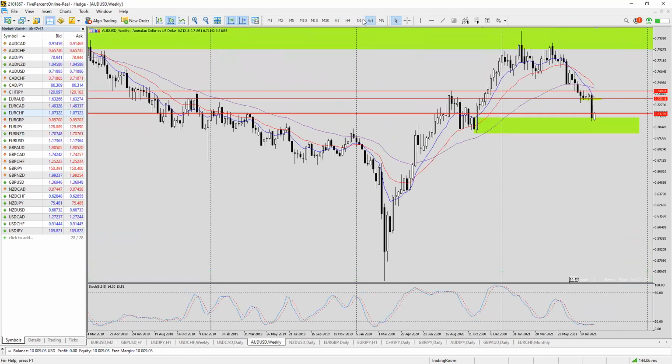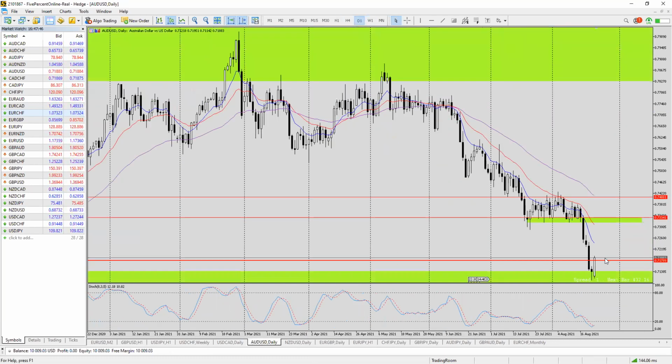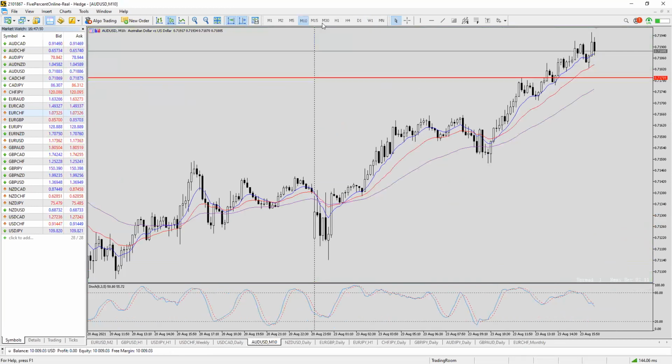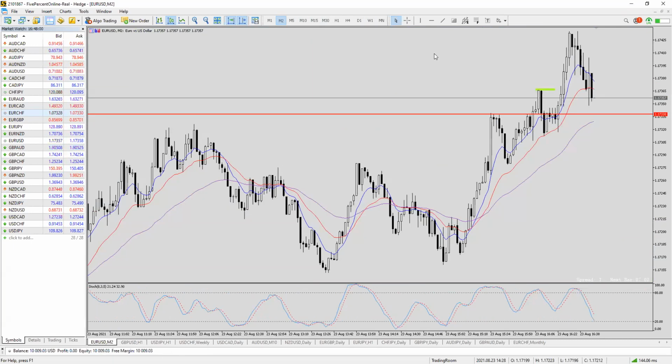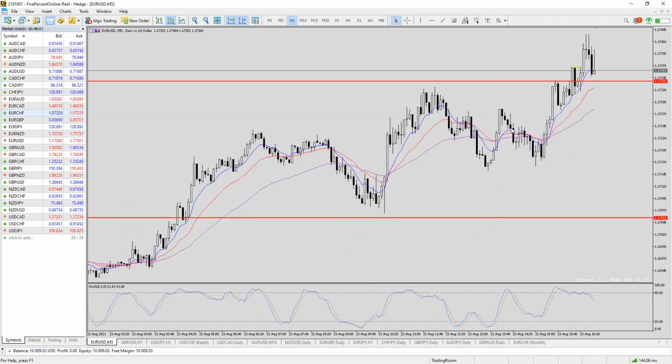Okay, so we spoke about Aussie dollar, which is reacting nicely to this demand area. Let's have a look, by the way, on the 10-minute chart. No, it hasn't retested the trend line. Let's have a look at the euro dollar. Okay.